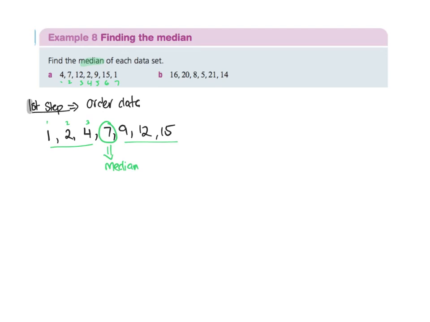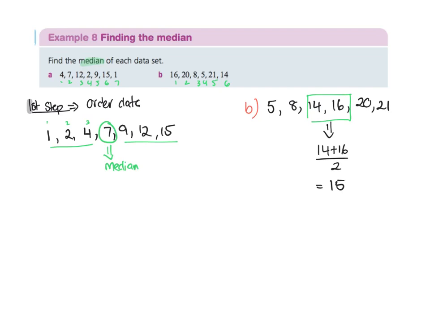Now if we do B over here, our first step is to order the data. So I've got 5, 8, 14, 16, 20, and 21. If I go and have a look at the data, I've got 1, 2, 3, 4, 5, 6. So I've got 6. So where are the 2 middle ones? At 2 and 3? And these? So to find the median, we're going to add those 2 together and divide by 2, which will equal 15. So 15 is the median for that data set. And this is the median for that one. Okay?